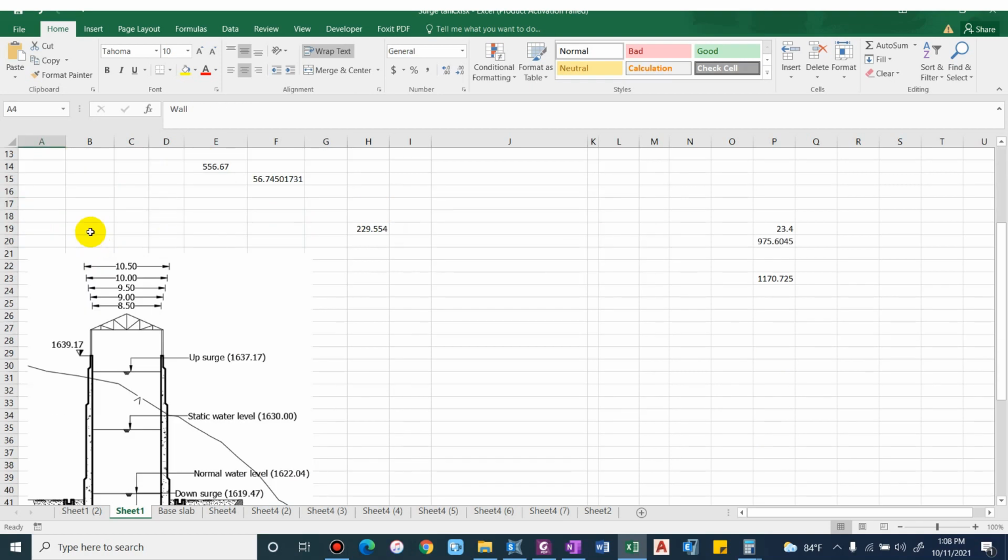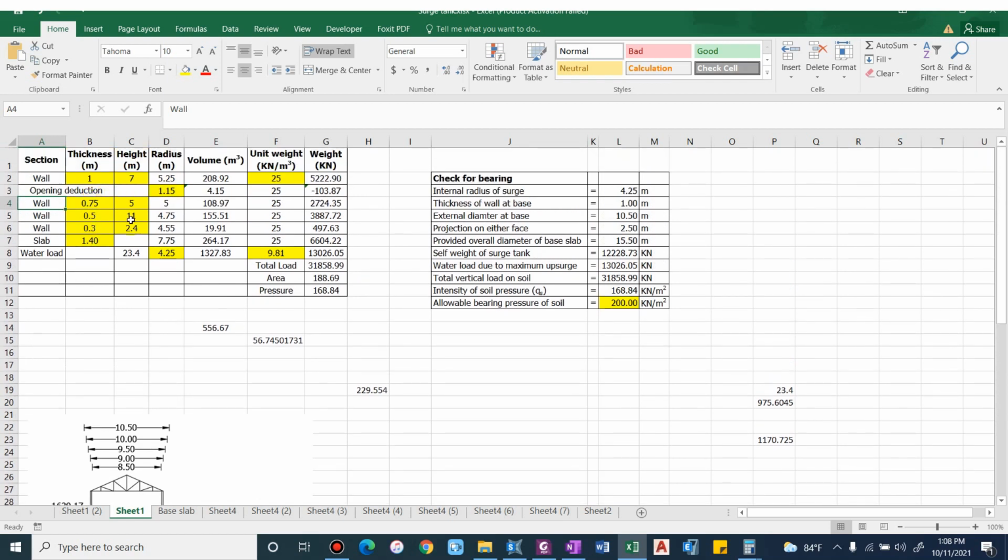Now the next section of wall starts from 7 meter from the base and extends up to 5 meter. Similarly, the radius will be 5. Obviously the thickness is less, so the radius will also be less. And similarly we can compute all the walls, or the total weight of the wall.